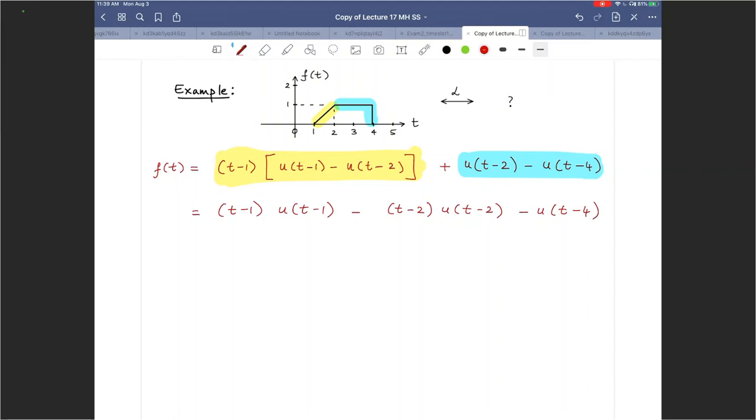Now, this is in a very good form and we can write the function in the S domain. Next, F of s. The first one is going to be what? T u of t shifted by 1, right? T u of t is what? 1 over s squared.